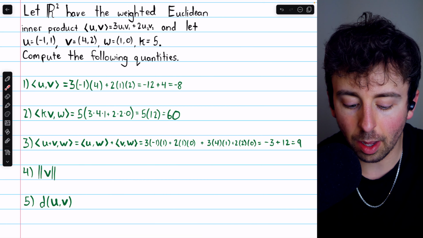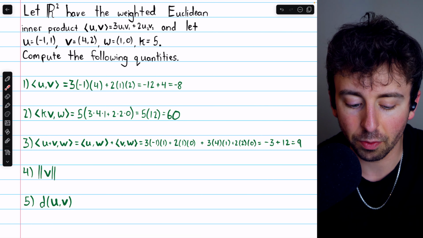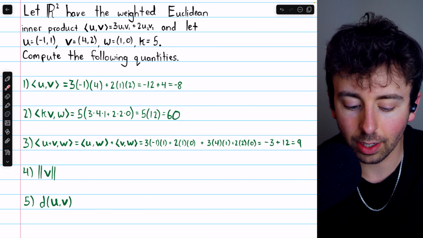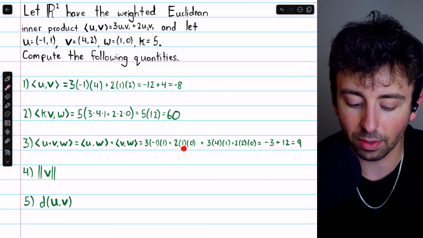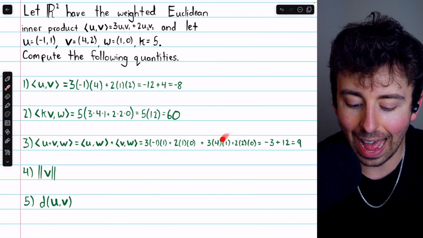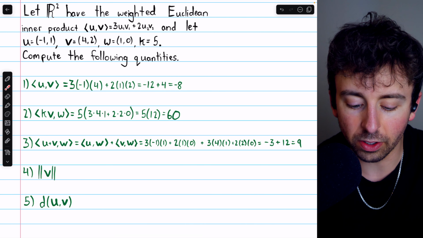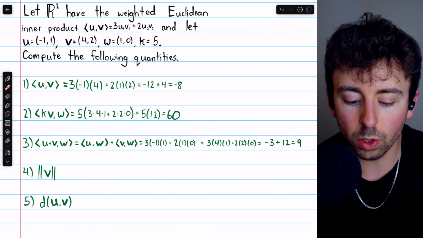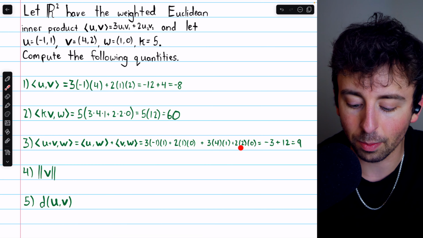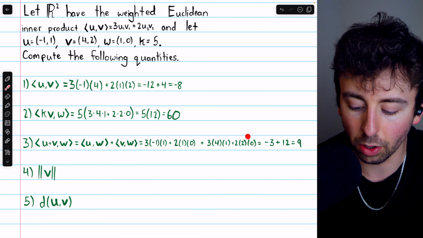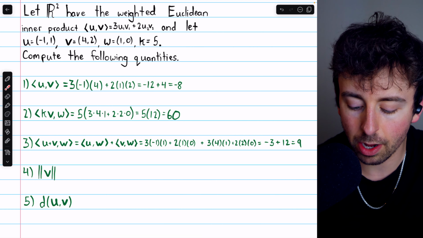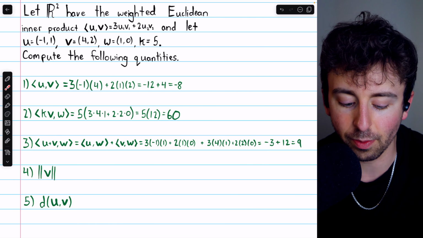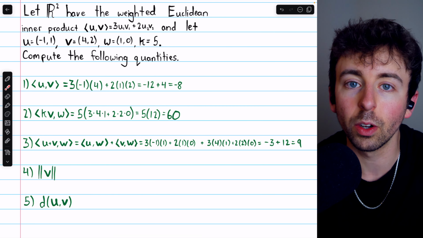So for the inner product of u with w, we just take 3 and multiply it by the product of their first components, -1 and 1, so you see that there. And then we add 2 times the product of their second components, so 2 times 1 times 0, seen there. Then to this we're adding the inner product of v with w, which is 3 times the product of their first components, so 3 times 4 times 1, plus 2 times the product of their second components, so 2 times 2 times 0. These two terms are just 0. This one is -3, and this one is +12. So the inner product is -3 plus 12, which is +9. That's the inner product of u plus v with w.